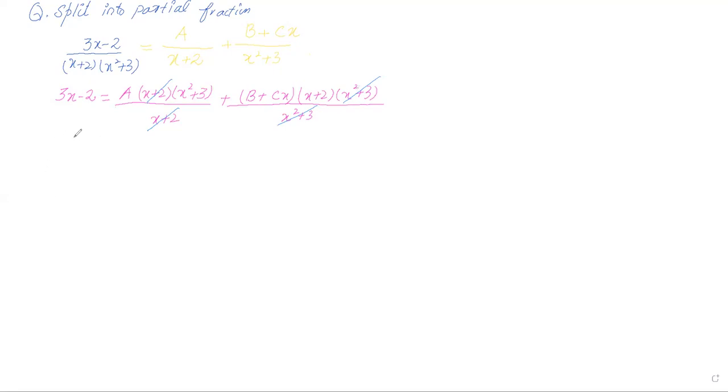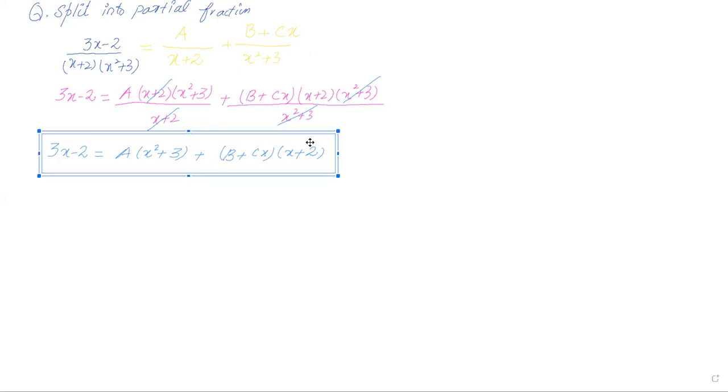After cancellation, you will get 3x minus 2 is equal to A times (x squared plus 3) plus (B plus Cx) times (x plus 2). So that is the equation without the denominators, and that equation is very important. The question will start after this step. Now, what will you do?